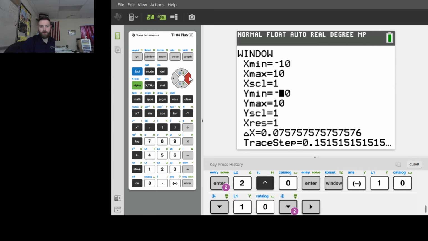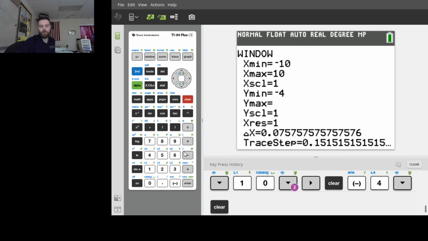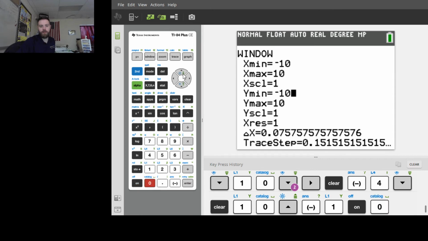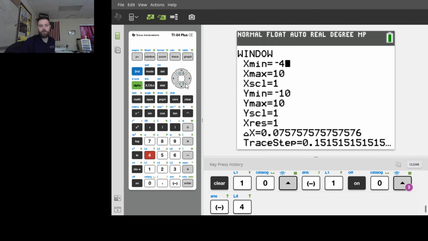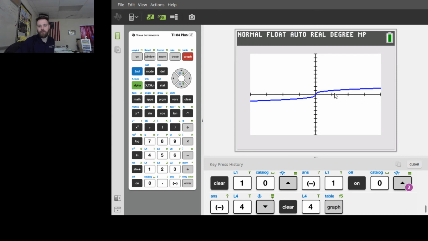Down here, negative 4. Let's clear this guy out. Negative 4. And then clear the next one. Positive 4. No, that should be positive 10. And this should be negative 10. That's my mistake. And then up here, this should be negative 4. And that should be positive 4. So that was my mistake. So I went to window and just changed the window. And all that does is change the scaling of the graph.